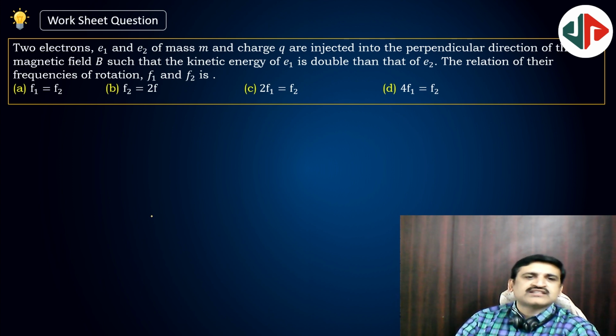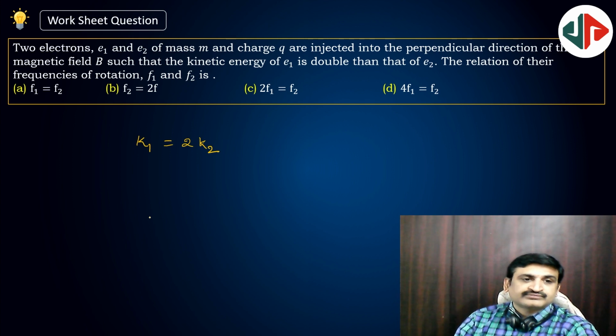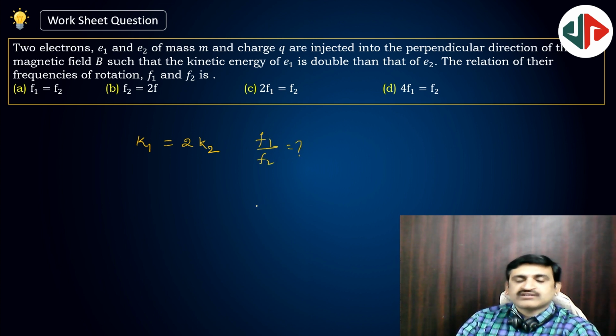Next. Two electrons E1 and E2, mass m, charge q, are injected perpendicular into the magnetic field B such that kinetic energy of E1 is double that of E2. The relation between their frequencies of rotation f1 and f2 is equal to how much? Frequency. Okay.